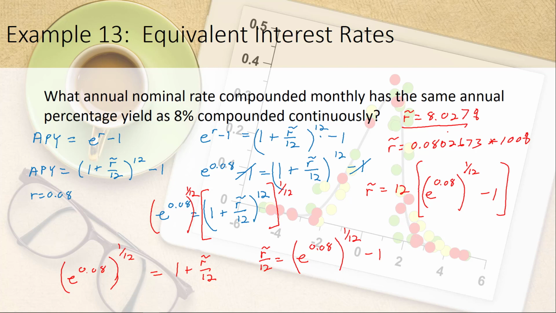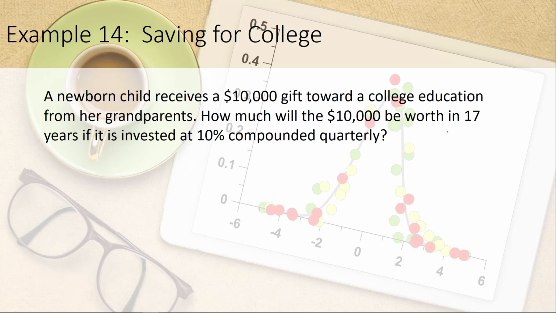And now we have 2 more examples. Here is the next one. Here we have a newborn child that receives a $10,000 gift towards a college education from her grandparents. And the question is, how much will that $10,000 gift be worth in 17 years if we are compounding quarterly? Okay, well, that's nothing more than the straight A is equal to P times 1 plus r divided by m raised to the mt power.